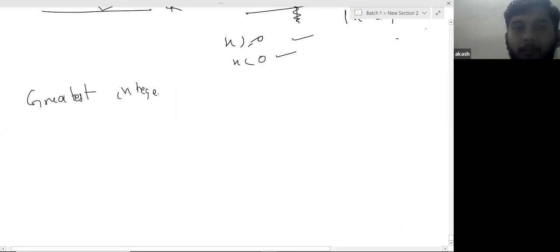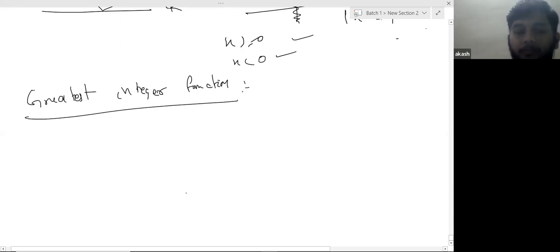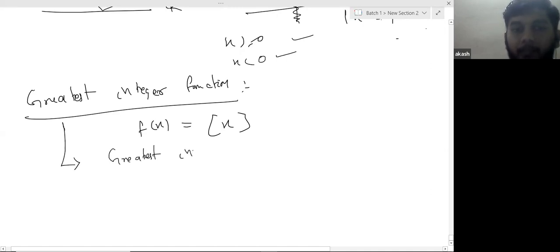Greatest integer function. Greatest integer function, f(x) equals [x], means the greatest integer less than or equal to x.